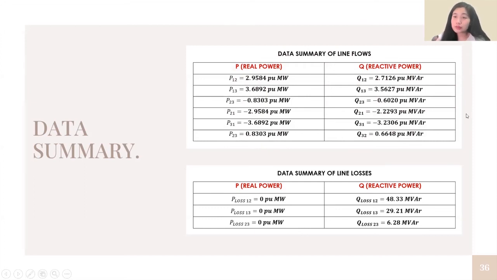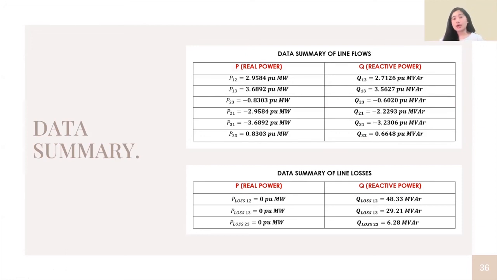And as for the data summary for our line losses, our real power is all zero, and for our reactive power, the Q loss in line 1-2 is 48.33 MVAR. Our Q loss for line 1-3 is 29.21 MVAR. And our Q loss in 2-3 is equivalent to 6.28 MVAR.